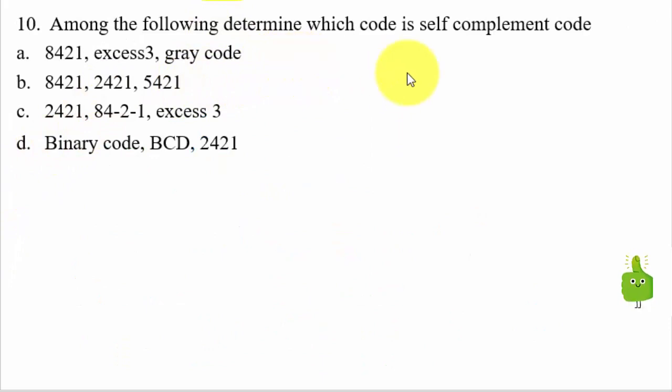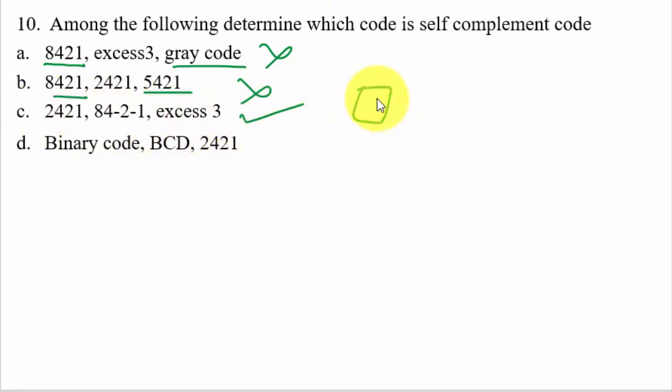Among the following, determine which code is a self-complement code and which code is not a self-complement code. Now if I am talking about a self-complement code, if you add the weights, it should be equal to 9. XS3 is an exception, XS3 is also a self-complement code. So 8421, if you add, you will get 15, and gray code is also not a self-complement code. So statement A can't be. And in statement 2, you have 8421 and 5421. Because of this, it is not a self-complement code. 2421 gives 9, 84 minus 2 minus 1 gives 9. XS3 is also a self-complement code. So the corresponding option is option C.